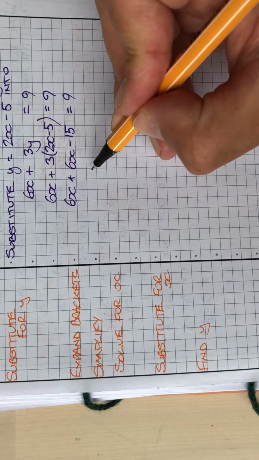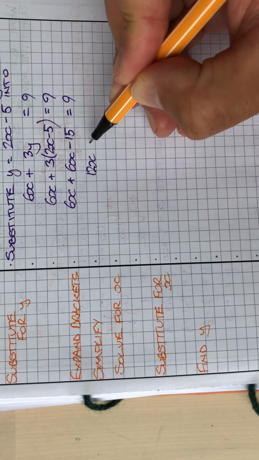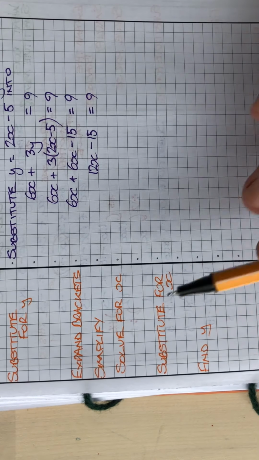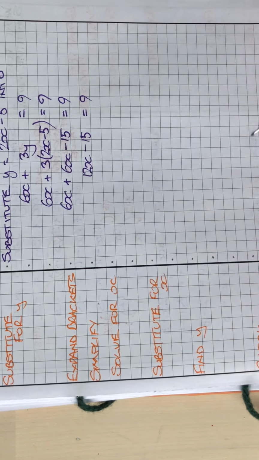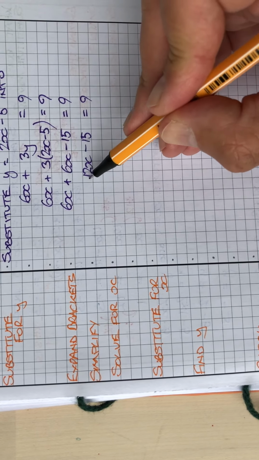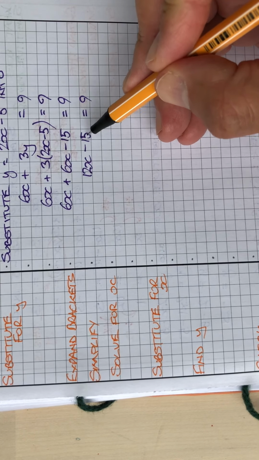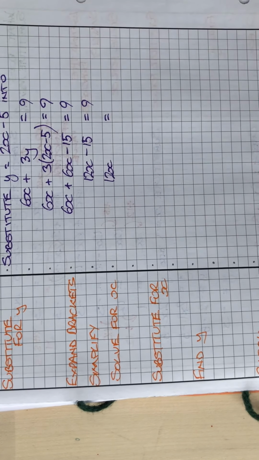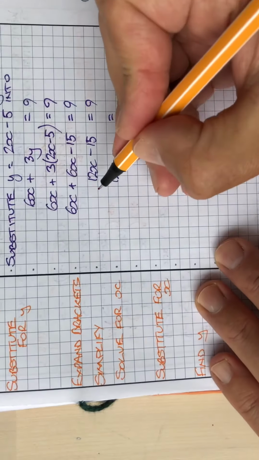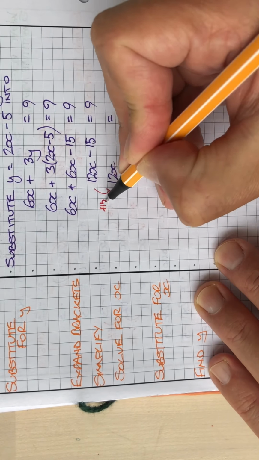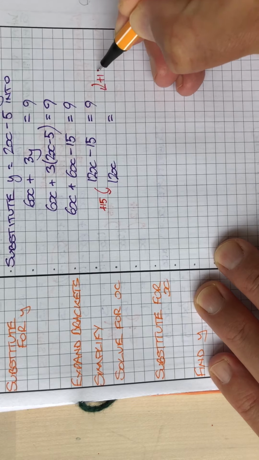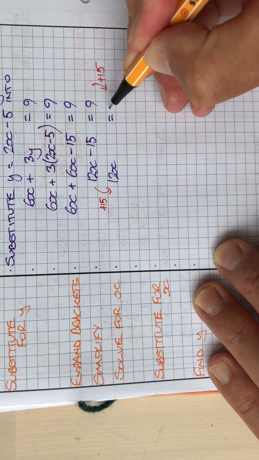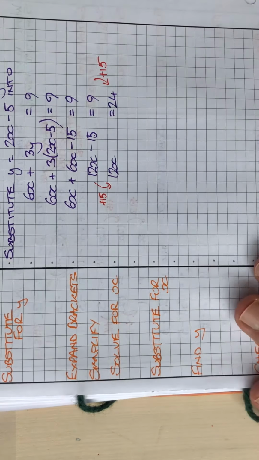Simplify this. 6x and 6x is 12x. Copy, take away 15, and equals 9. Solve this for x. So, I don't want a number times by 12 and take away 15. Let's get rid of the take away 15 first of all. Okay, got rid of the take away 15. How did I do that? I added 15 here, so I must add 15 here. So 9 add 15 is 24.